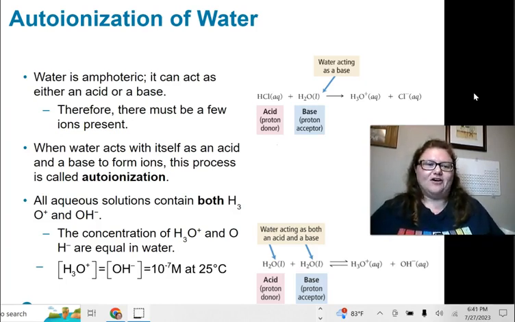But we would call that auto-ionization. It's ionizing on its own. There's no other chemical there driving that force. And so any sample of water, if you have a water bottle nearby, is doing this all the time.